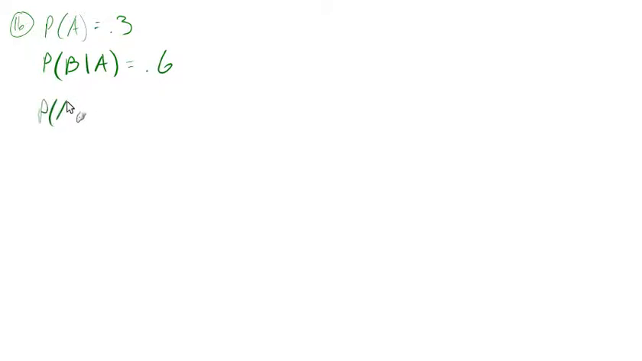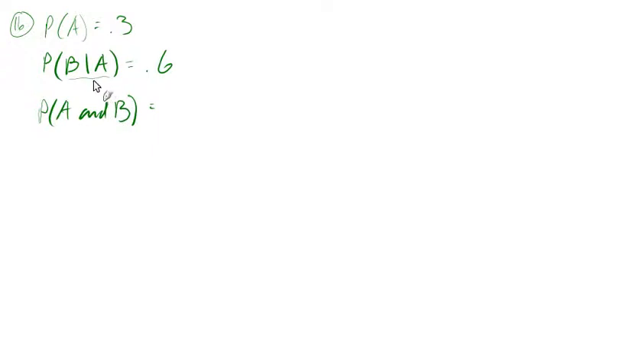Alright, now 16. So the probability of A is 0.3. And remember what this is saying is the probability of B given A is 0.6. And the probability of A then B is what we want to find out.